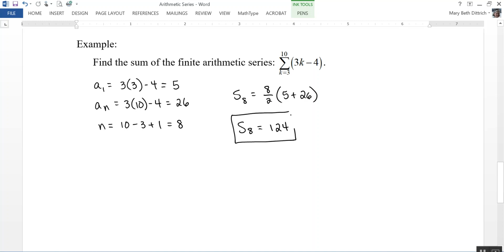So in this video we took a look at an arithmetic series, and that is basically adding up all of the terms of an arithmetic sequence, the formula we use to do that, and what sigma notation looks like and how to find the sum of a finite arithmetic series given the information in sigma notation.